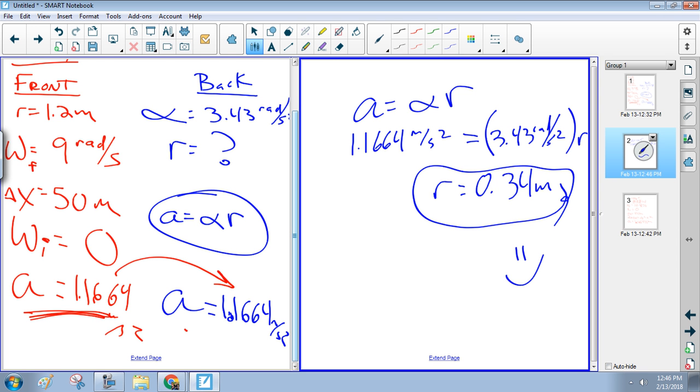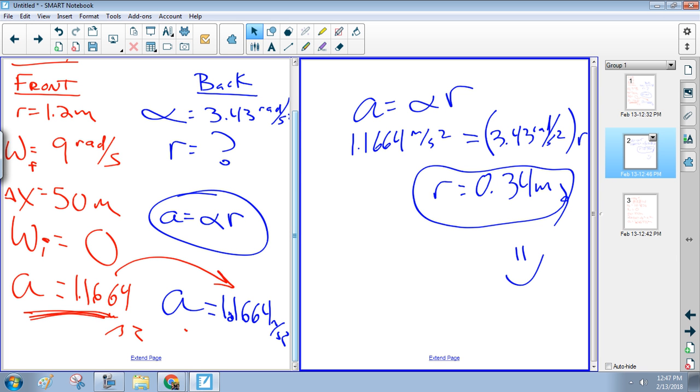All right, so the only thing that this problem doesn't have that you ought to be able to do is this first step. If I give you a number that's rotations per second, you've got to convert. If I give you miles per hour, you've got to convert.